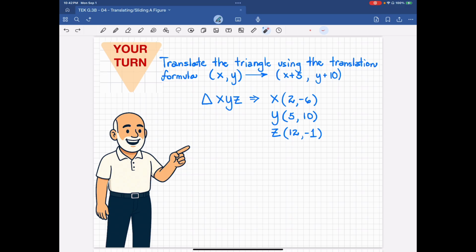Now, let's see how you can apply what we have just learned. The instructions read, translate the triangle using the translation formula of x, y being mapped onto x plus 5, y plus 10. We know that triangle XYZ has the following coordinates. X is at 2, negative 6, Y is at 5, 10, and Z is at 12, negative 1.